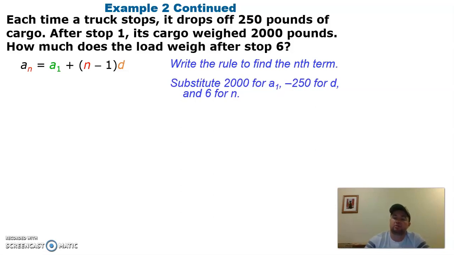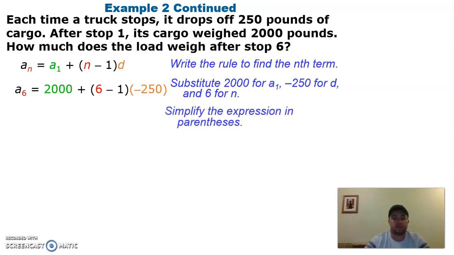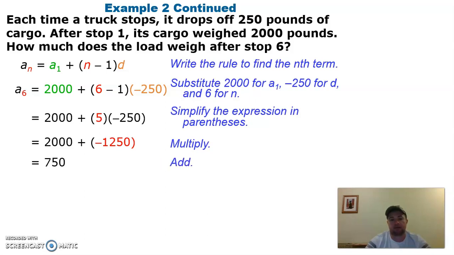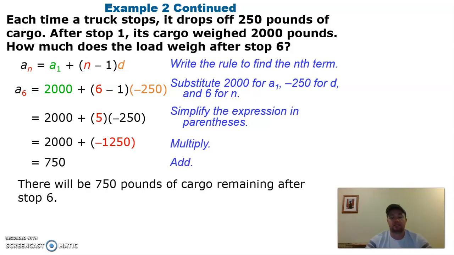So we're going to substitute 2,000 for a sub 1, negative 250 for our common difference, and 6 for n because that's the stop we're looking for. And we're going to fill in our information and simplify. So I'm going to get 2,000 plus 5 times negative 250. I'm going to multiply: 2,000 plus negative 1,250. Add them together, 750. So that means there are 750 pounds of cargo remaining after stop 6. Now it's your turn.